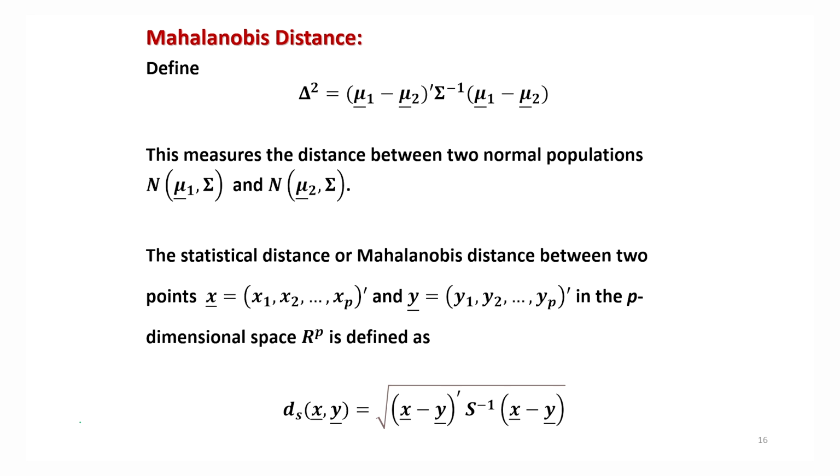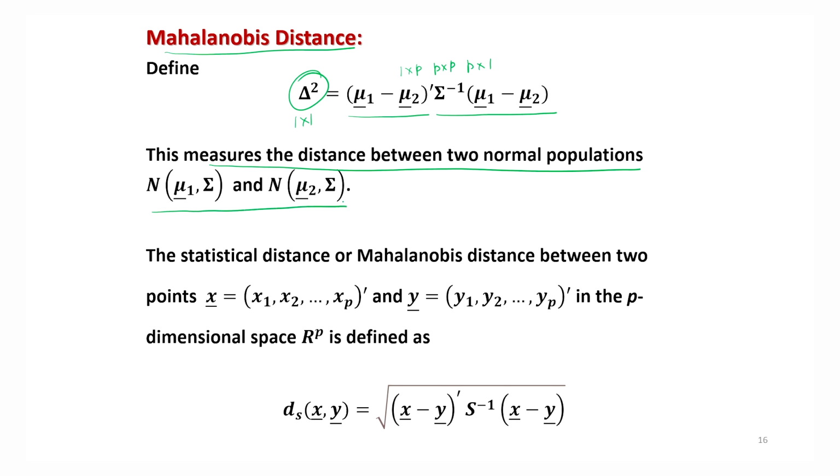That's an important terminology in multivariate statistics, and it is defined as delta square equals mu1 minus mu2 transpose, sigma inverse, mu1 minus mu2. So mu1 minus mu2 transpose is of order 1 by p, sigma is of order p by p, and mu1 minus mu2 is of order p by 1. So this delta square is going to be a scalar quantity of order 1 by 1. Right. So this quantity measures the distance between the 2 normal populations, normal mu1 sigma and normal mu2 sigma.